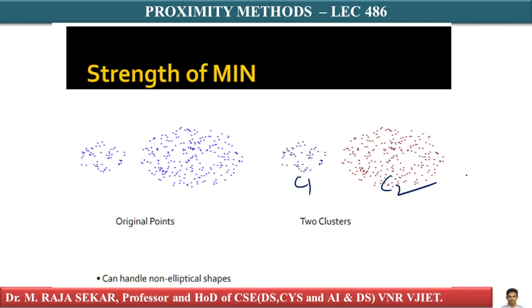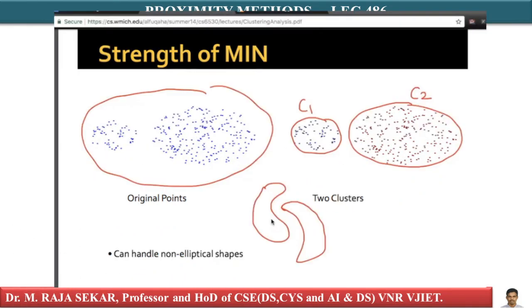Cluster 1 and cluster 2. It works very well for shapes like this. That's what it says: it can handle non-elliptical shapes. Even it works nicely for shapes like this. These type of shapes, isn't it? Just let me highlight this. It works for shapes like this, isn't it?